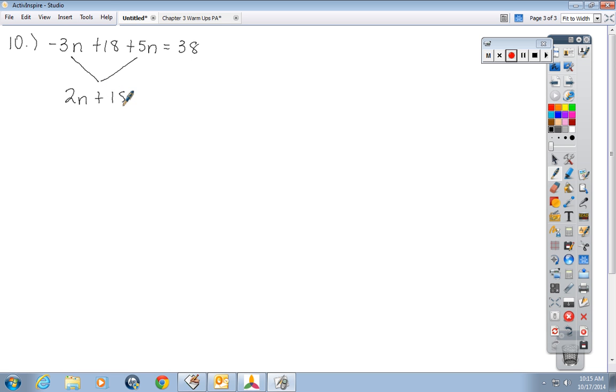What would I do next? Subtract 18 from each side. And I get 2n equals 20. Divide both sides by 2. And I get n equals what? 10. Good.